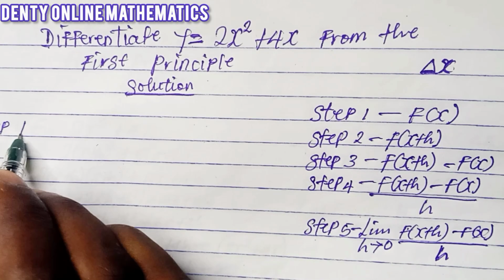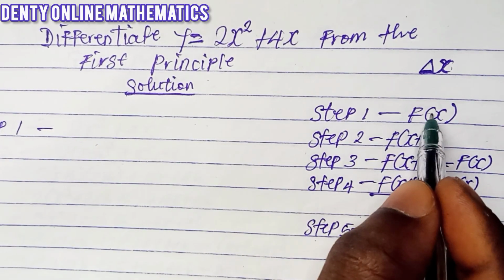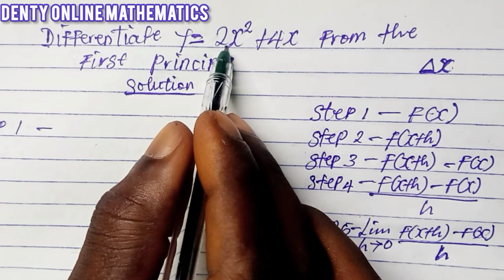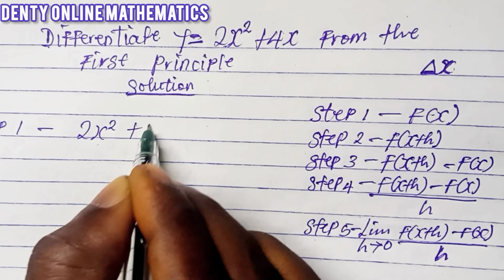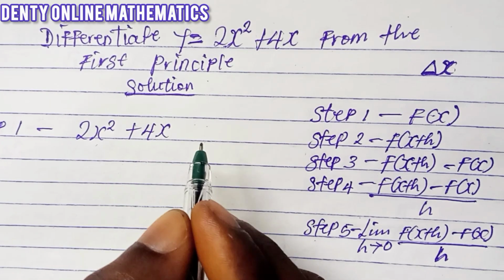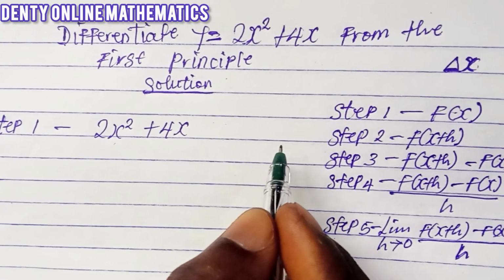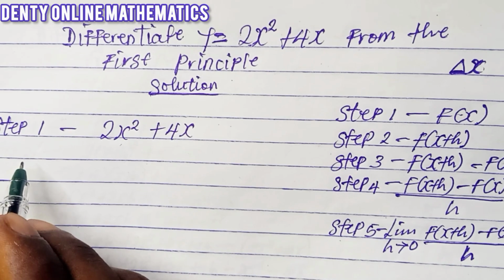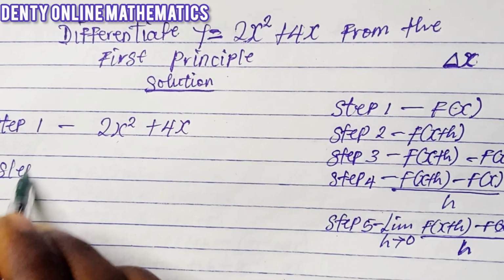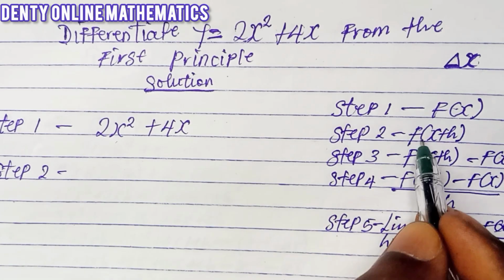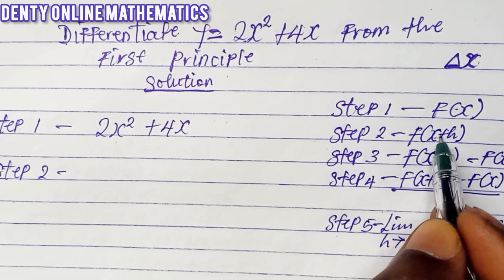Now step 1 means we are going to bring out the function f of x, and remember the function we have here is 2x squared plus 4x. So we're going to have 2x squared plus 4x. That's what we have just done for step 1. Now we'll proceed to the next one, which is step 2. Now step 2 means you are going to bring f of x plus h out.